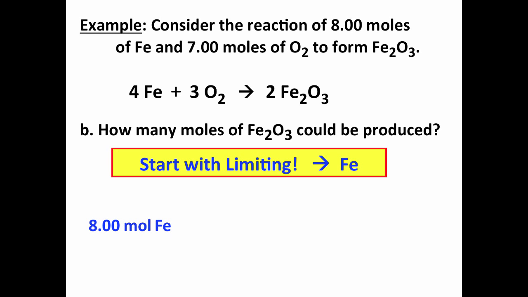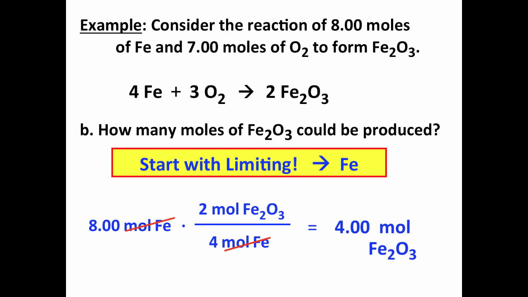So in this case, we have 8 moles of Fe. We know from the chemical reaction that for every 4 moles of Fe that reacts, 2 moles of Fe2O3 can be produced. So that's our stoichiometric conversion factor. That gives us that 4.00 moles of Fe2O3 can be produced. That's our theoretical yield, our maximum yield from this amount of Fe.